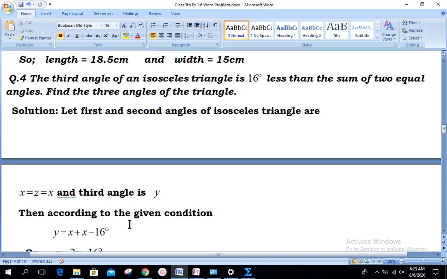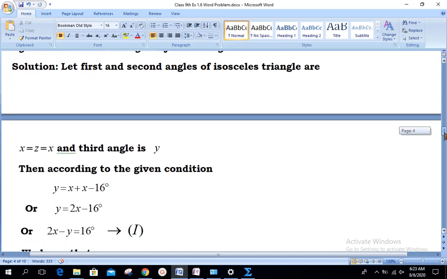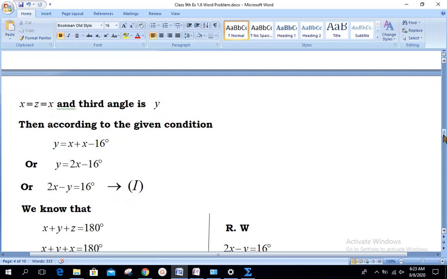Then according to the given condition, we have the third angle is equal to the sum of the two minus 16, because the third was less than 16. So when you subtract 16 here, it becomes a sign of equality: the third angle and the sum of two angles minus 16 are evenly balanced. You can use the sign of equality over here. It can be written as y is equal to 2x minus 16. Writing in the manner that x comes first, y comes second, you can write it as 2x minus y is equal to 16. This becomes my first equation.